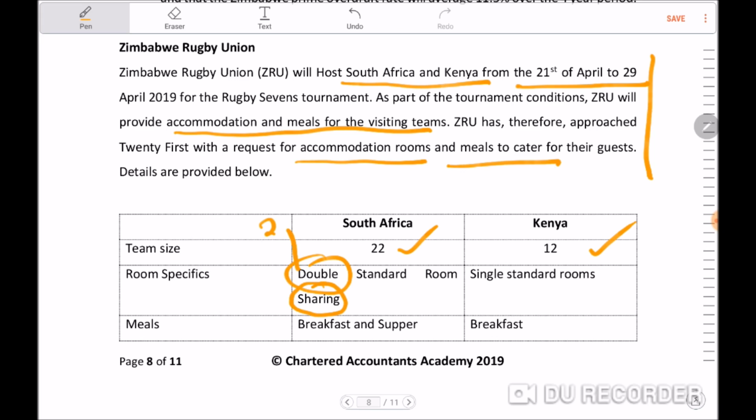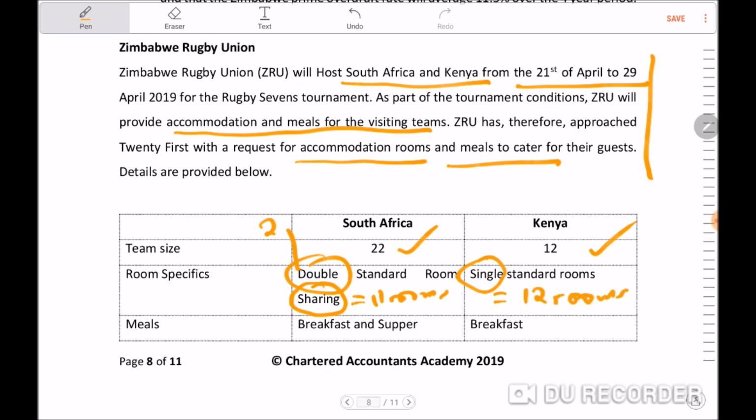So it means each room is going to have 2 players. So how many rooms does South Africa require? They require 11 rooms. Some of us will miss that aspect. Kenya, they want single standard rooms. So single, 1 player per room. So how many rooms do they require?